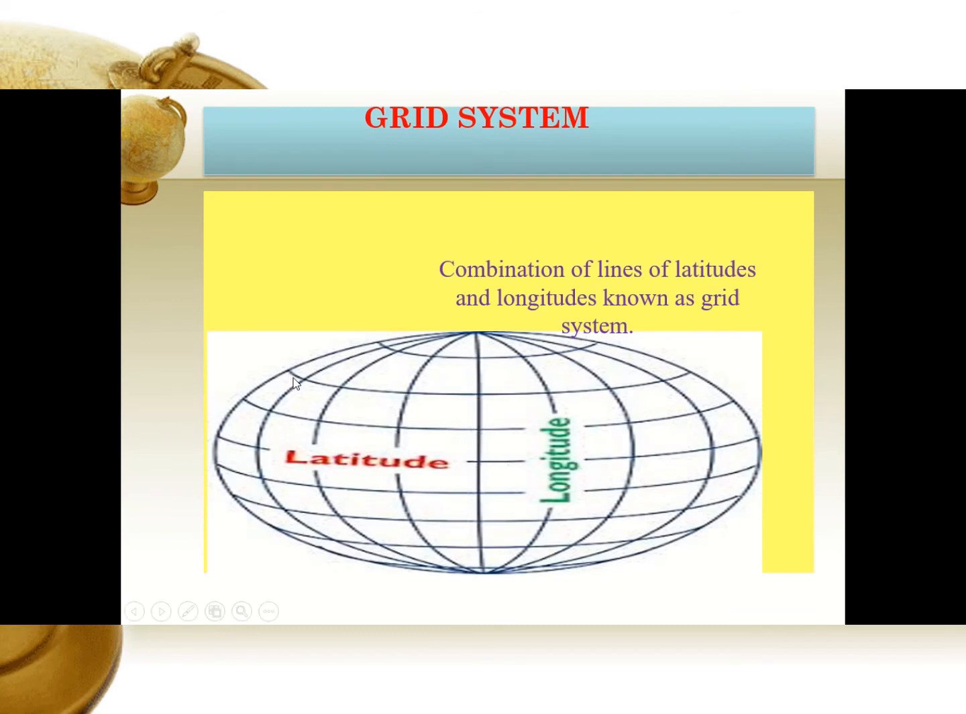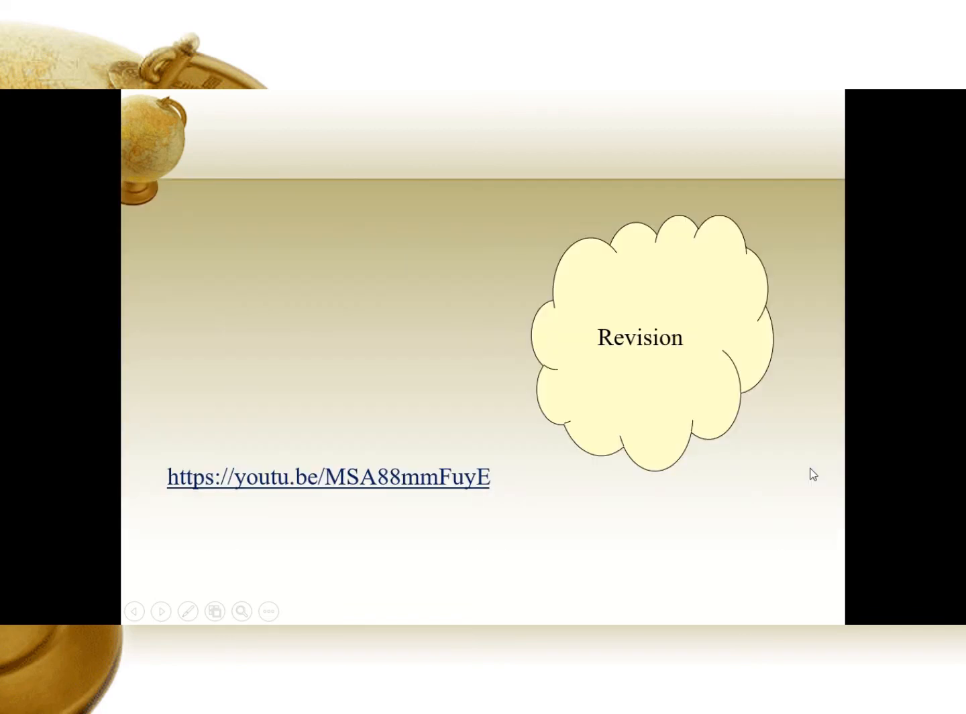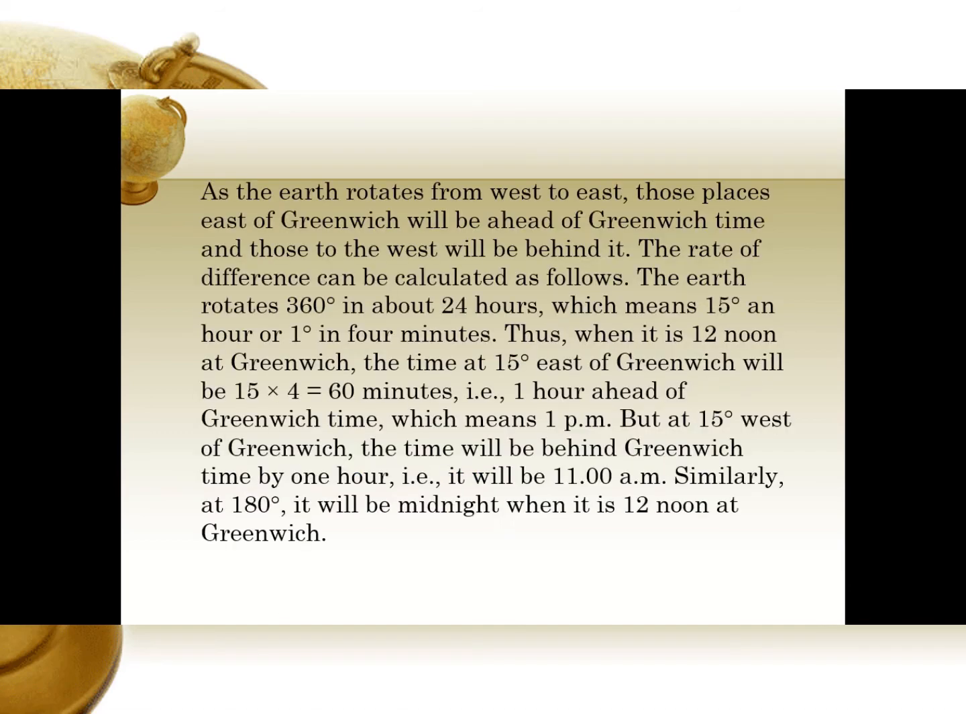When we combine latitude and longitude, we can see this type of feature on a globe. It's known as the grid system. Lines of latitude and longitude, when combined, make grids on the globe, known as the grid system. Here there is one link for your revision. I will share this link once again in the description box for your revision.